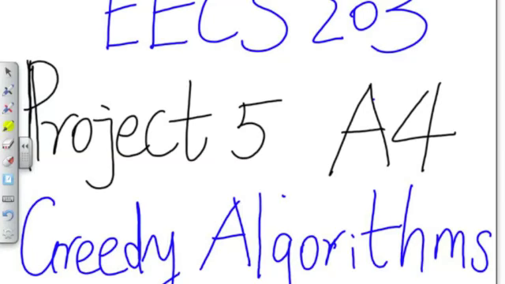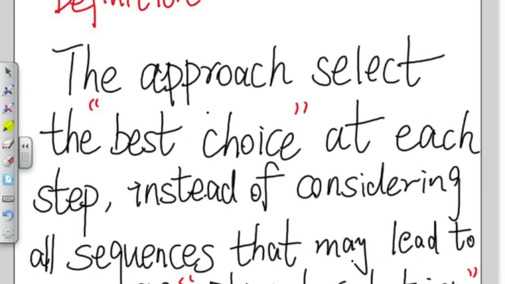This is X203, Project 5 of A4. Today we're talking about greedy algorithm. The definition of greedy algorithm: the approach selects the best choice at each step instead of considering all sequences that may lead to an optimal solution.